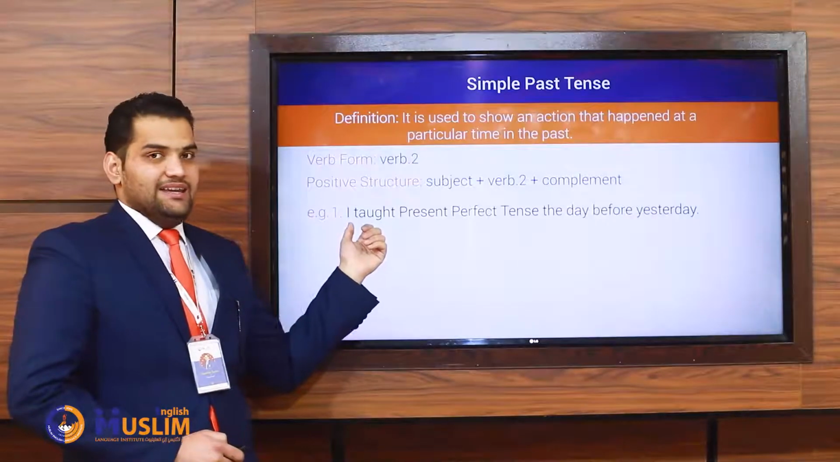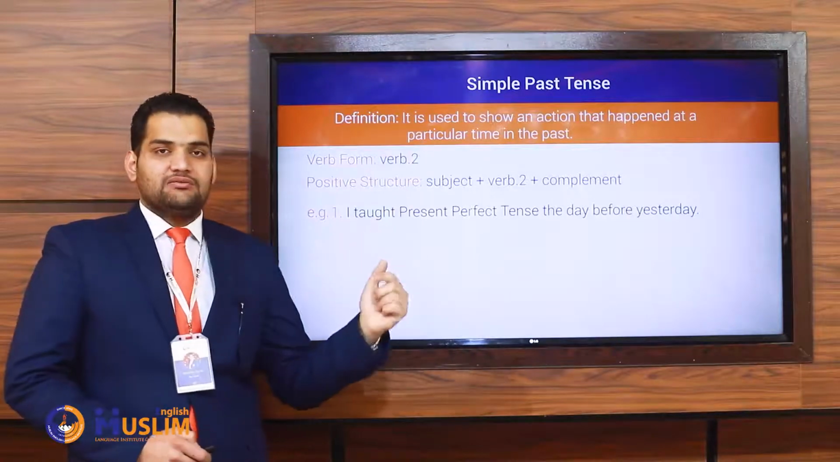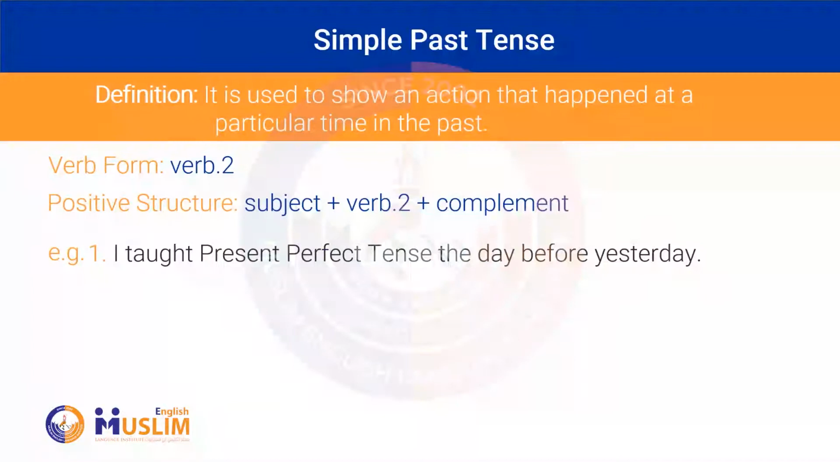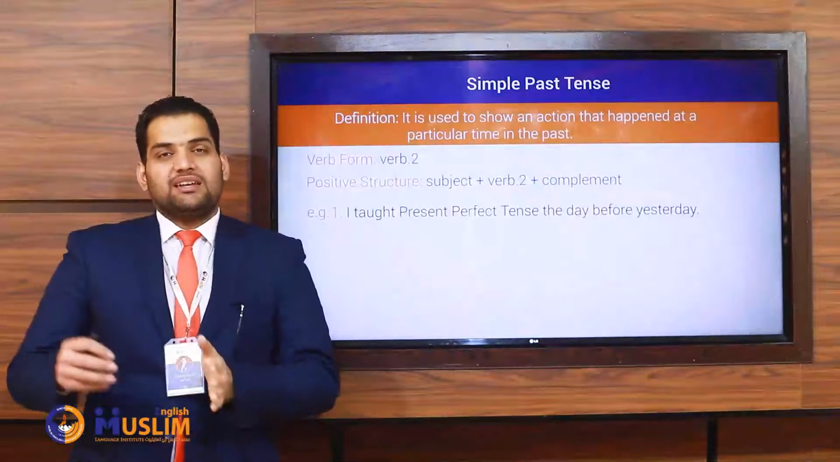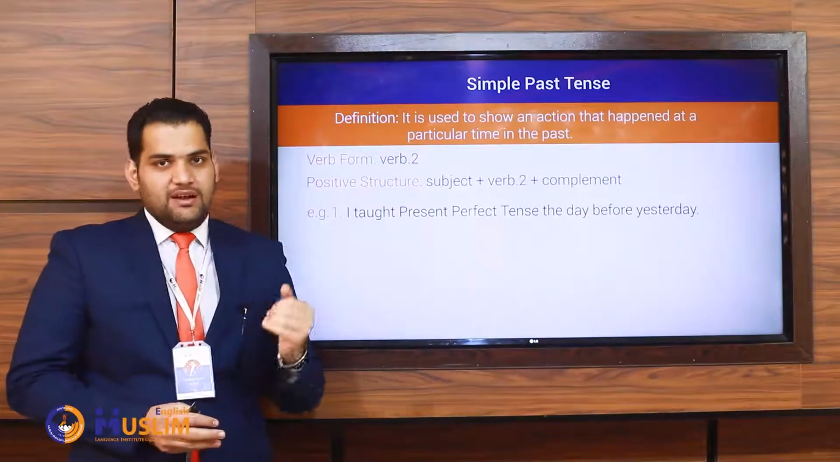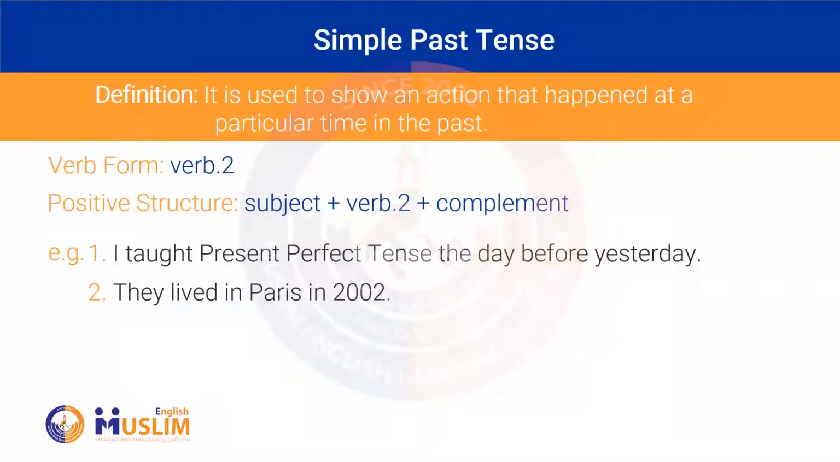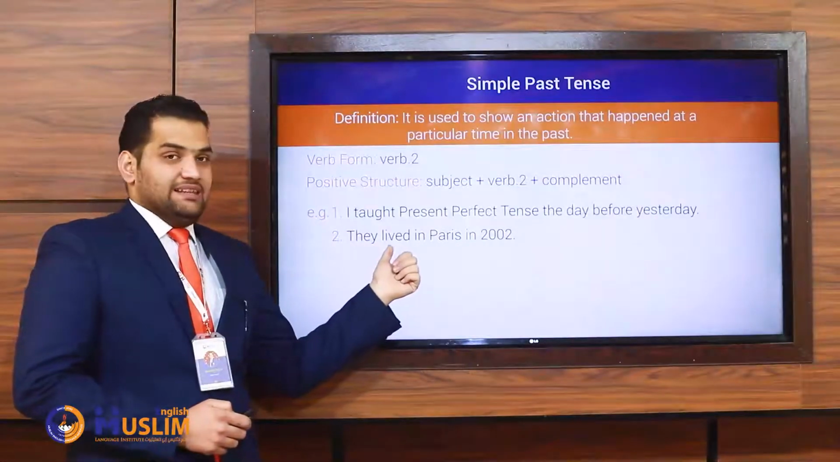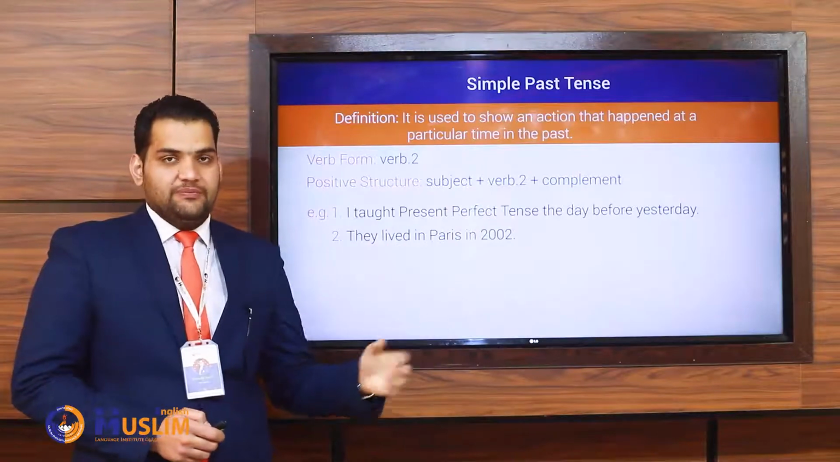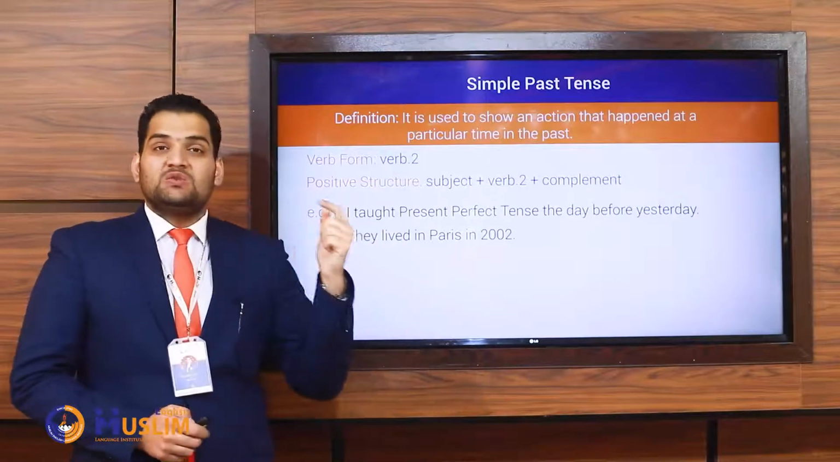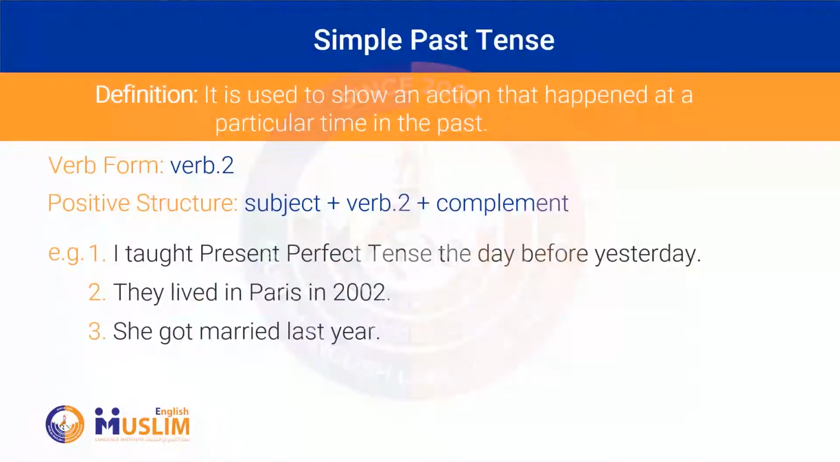For example, the verb is teach, and the second form of teach is taught. I taught present perfect tense the day before yesterday. So this action took place at a particular time in the past. And what is the particular time? The day before yesterday. 2, they lived in Paris in 2002. Now, what is lived? The second form of live. And when did the action happen? In 2002. She got married last year. We met the year before last.